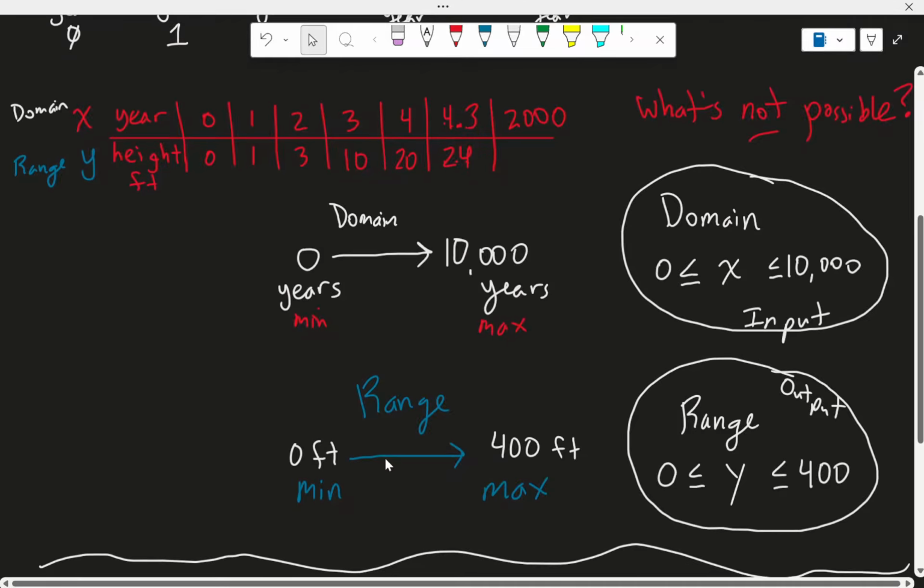So this is our representation of domain and range. In fact, here's a better way to write it using inequality notation. The domain, the inputs, the x's, which was the years, goes from 0 to, we just said, 10,000. The range, which was the y's, or the outputs, and of course that's our height of the tree, would go from 0 all the way up to 400 feet tall.